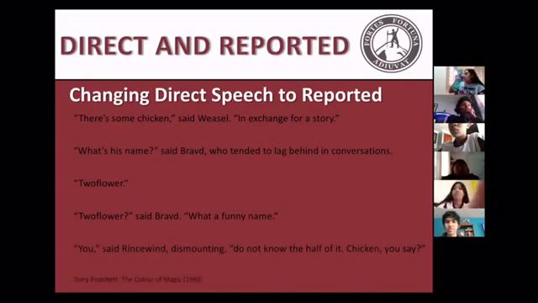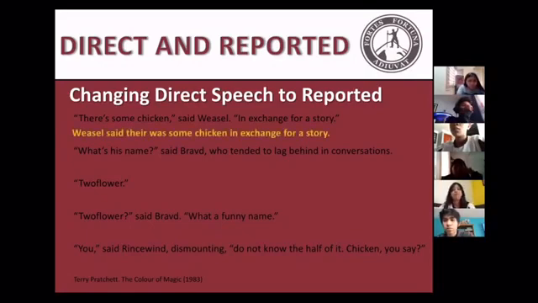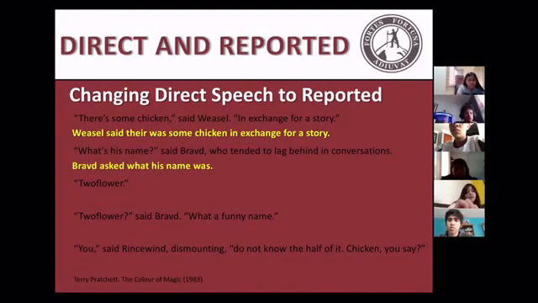And before we leave, we will check with a bit of dialogue from a book called The Color of Magic by Terry Pratchett, which was written in 1983 by the wonderful Terry Pratchett. Look at the first part. How are we going to change this direct speech into reported speech? "There's some chicken." That part is easy. How does it change? Rocky, perfect. Weasel said there was some chicken in exchange for a story. "What's his name?" said Bravd. Is, remember, changes to was. Bravd asked, because you see it's a question, what his name was. And then Two Flower. That is just a noun, so it doesn't change. And that is being said by Rincewind.